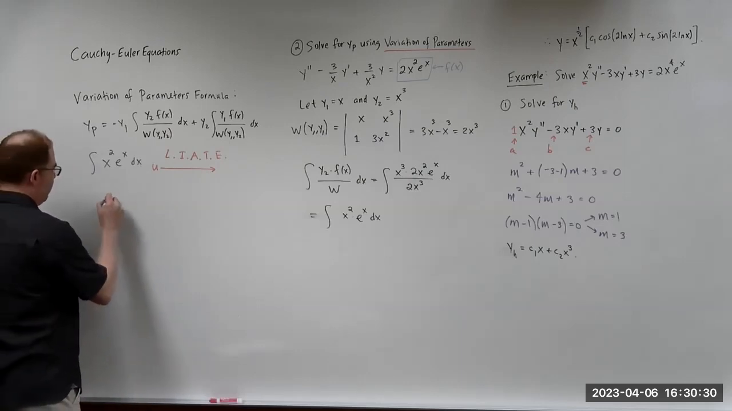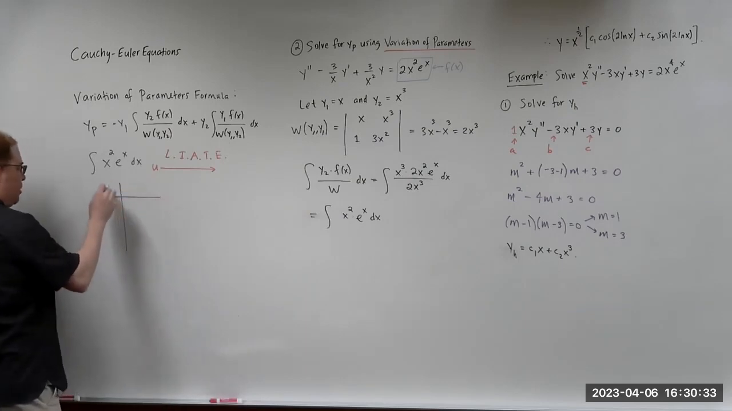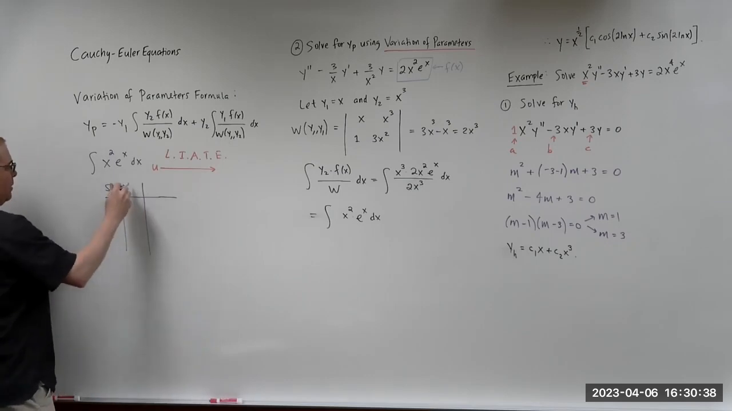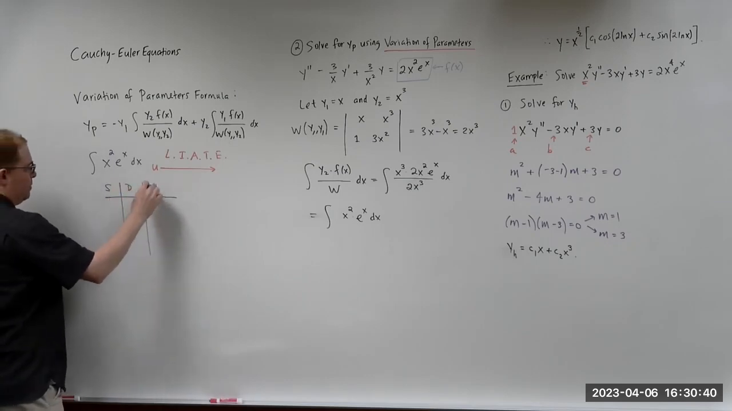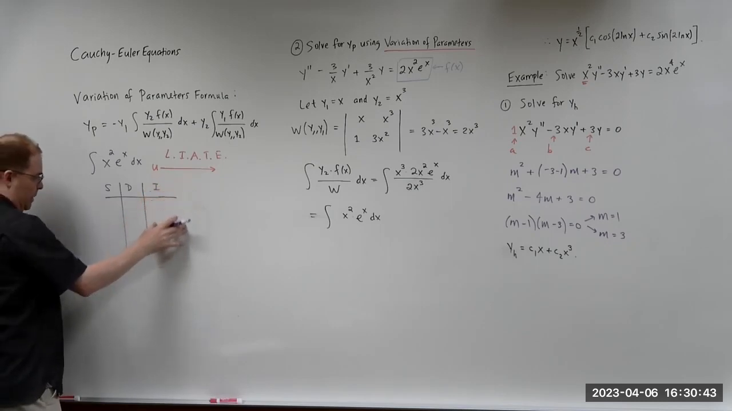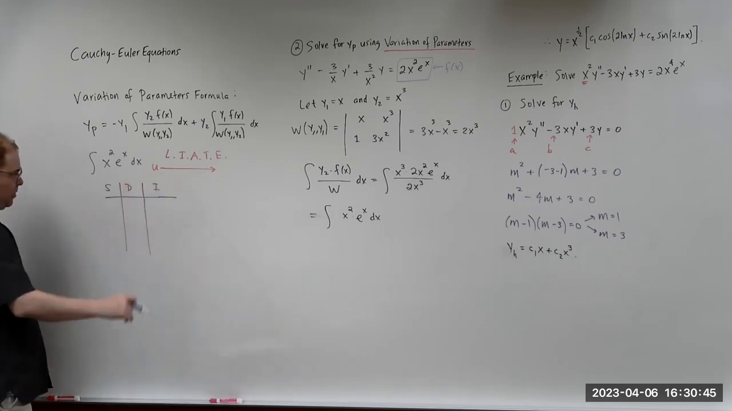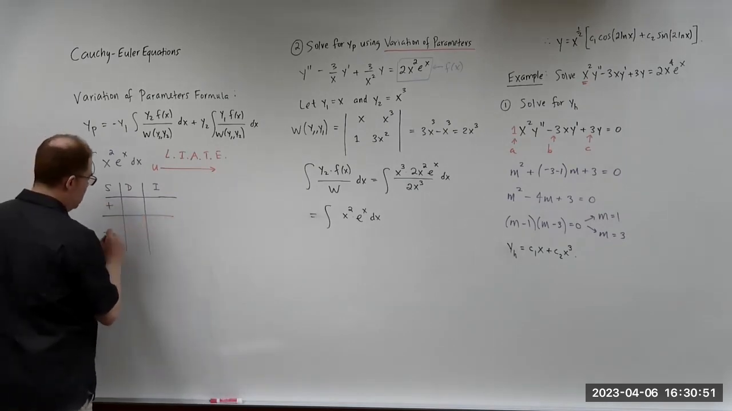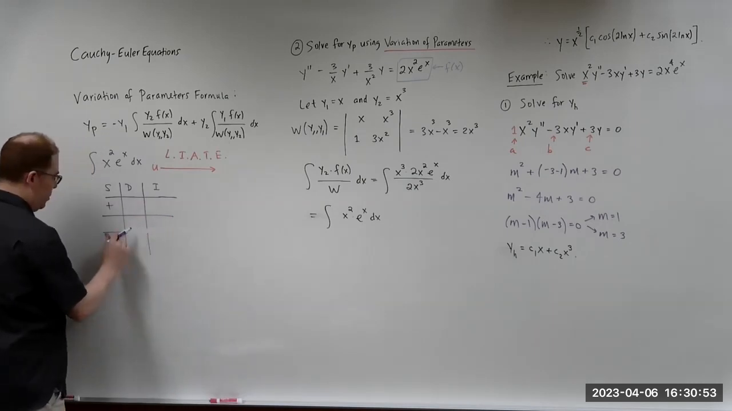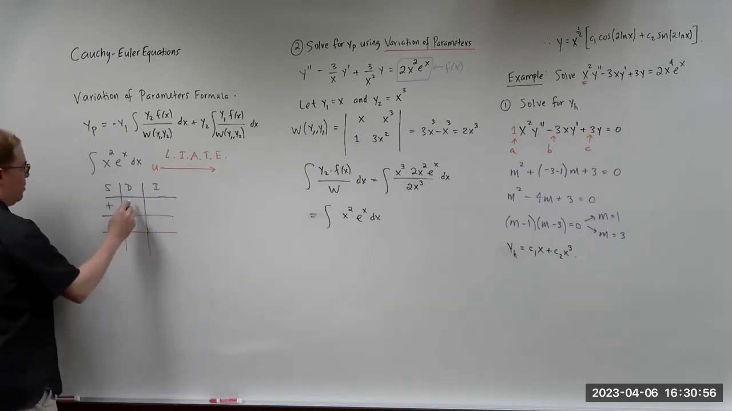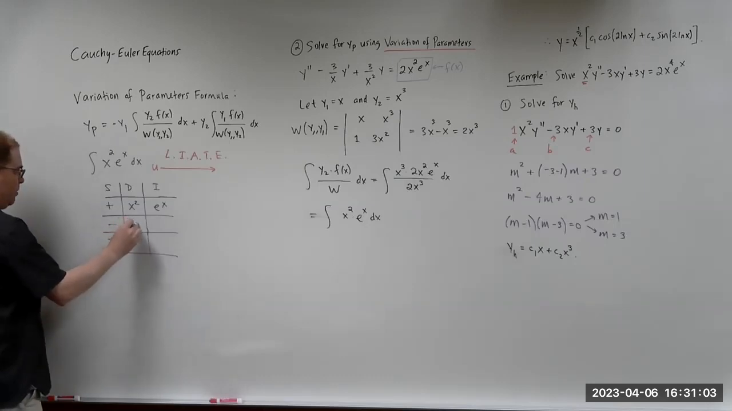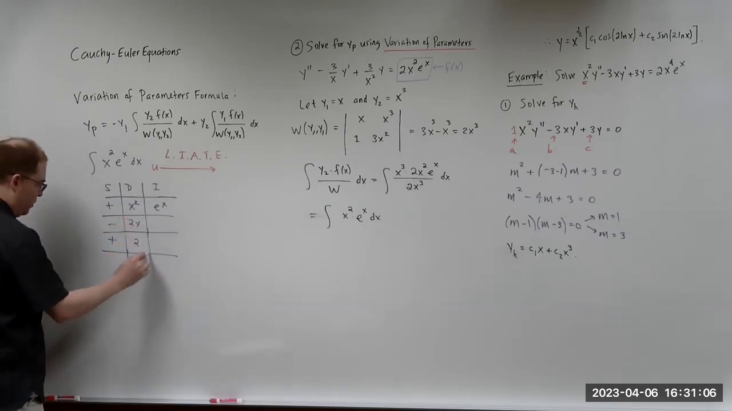So basically you have a column for the signs, and then you have the successive derivatives here, okay? And then you have successive antiderivatives. So I call that I for integration. So we start with plus, okay? For the first row, we put in the given information. So we know that u is x squared based on this, and we have e to the x. Okay, so we continue to take successive derivatives until we reach zero.